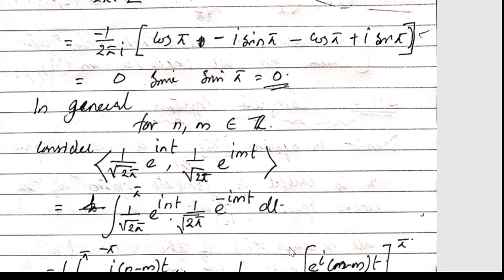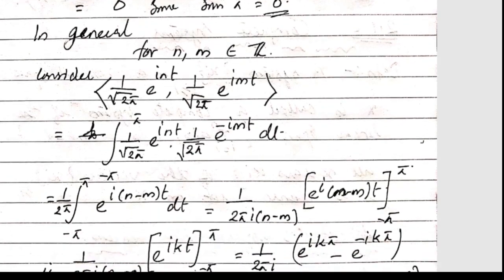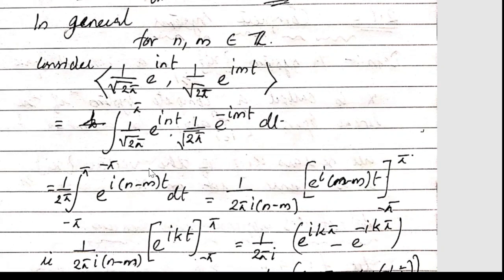The minus has come because we are taking the integral from a to b of x y bar dt. So that's equal to 1 by root of 2 pi, which is common, so you can take that outside. It will become 1 by 2 pi, integral from minus pi to pi of e raised to i into n minus m into t dt. So this is equal to 1 by 2 pi i into n minus m.